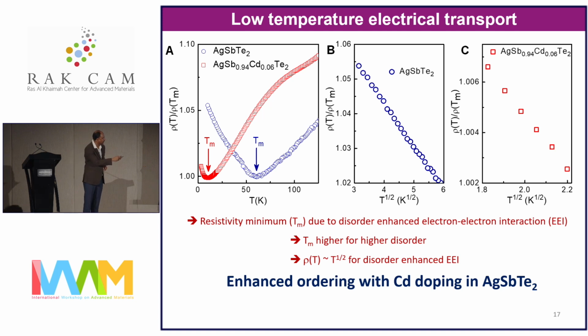And on this side, the electrical resistivity increases due to the breaking of coherence by electron-phonon scattering at a slightly higher temperature. And the position of the Tm on the temperature scale decides how much ordering or disordering we have in this compound. So you can see the Tm moves to lower temperature as soon as we put cadmium 6 mole% in this compound. That tells us that cadmium doping is partially ordering silver and antimony in this compound. So the localization regime has shifted to a lower temperature.